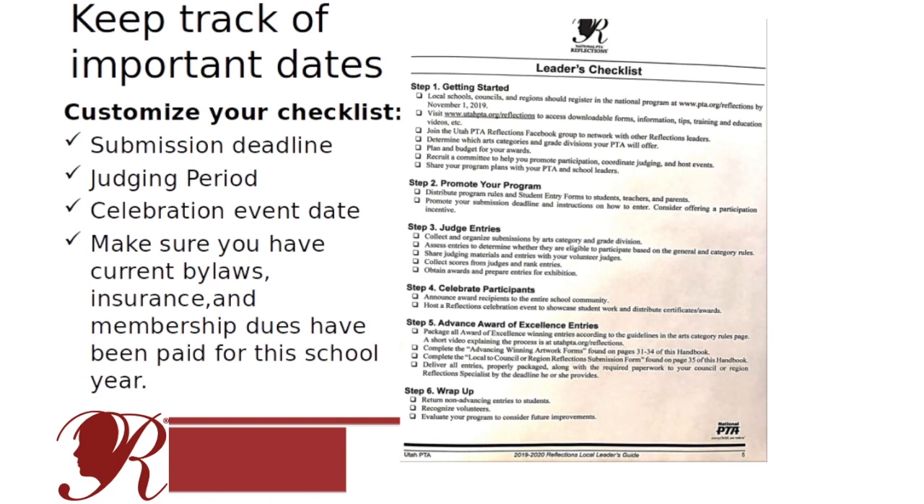And I suggest having your deadline be about a month before the next level, which will give you enough time for judging and your recognition before you have to advance your winning entries. You can plan your judging period, you can plan your celebration event date, and make sure that you have current bylaws, insurance, and membership dues for this school year. If you don't understand what that is because you're the reflections person and not regularly on the board, then just talk to your PTA president, and if they need help, ask them to reach out to their region who will help them to get these things current.